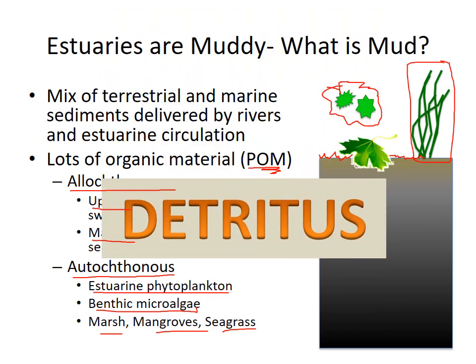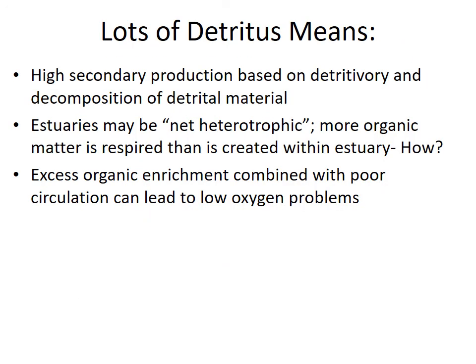Another word for this particulate organic matter is detritus. So the fact that there's all this detritus, all of this organic material in estuaries, means that there's potentially a lot of food for things that eat detritus or make their living by decomposing detritus. A lot of invertebrates eat detritus, worms in the sediment, for example, and there are a lot of microbes like fungi and bacteria that break down detritus, and then they themselves enter the food chain as they're eaten by other things. So you can have a lot of secondary production supported by all of this detritus.